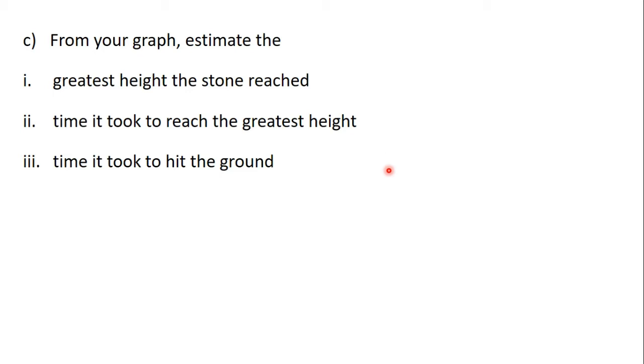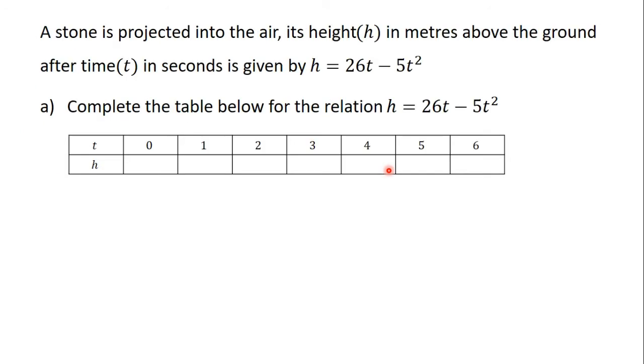We are going to solve the first part of this question in this video, then we will solve the remaining part in the next video. So let's begin with the first part. The first part says that a stone is projected into the air, that is, a stone is thrown into the air, and its height h in meters above the ground and time t in seconds is given by h = 26t - 5t².